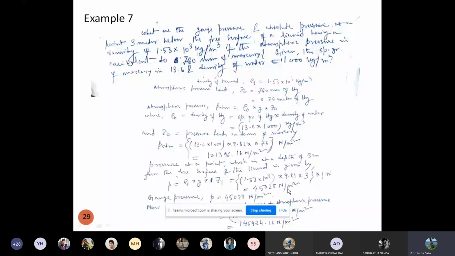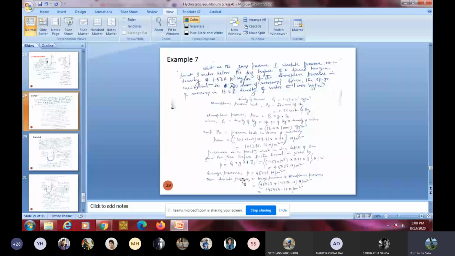Okay. So the total absolute pressure will be atmospheric pressure plus gauge pressure, because if you remember, gauge pressure was absolute pressure minus atmospheric pressure, right? So absolute pressure will be gauge pressure plus atmospheric pressure. If you add these two pressures, it will come to 146.424 Newton per meter square. So this is actually nothing but calculating two pressures, one is the gauge pressure, another is the atmospheric pressure, and then you calculate the absolute pressure. Absolute pressure is total pressure. You have to consider atmospheric pressure and gauge pressure.